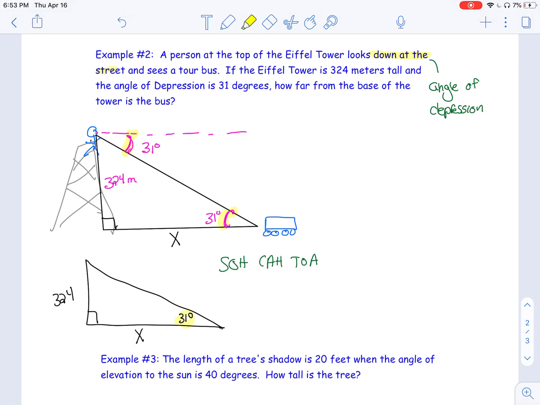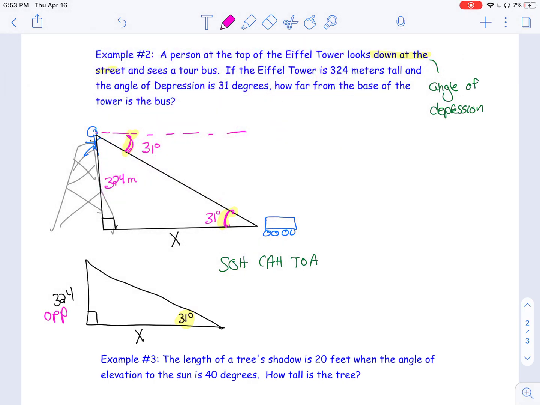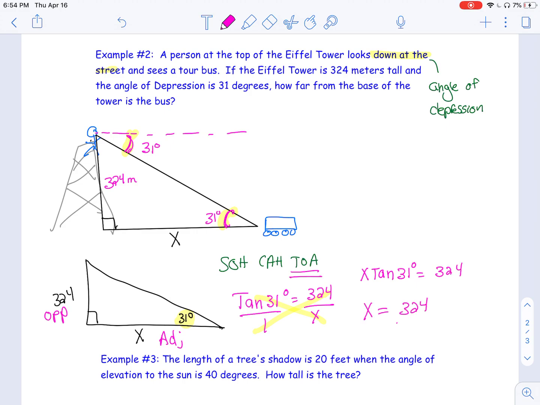I'm going to highlight the angle I know. I have the side opposite. This is my opposite. I'm looking for the adjacent side, and opposite and adjacent use tangent. So the tangent of 31 degrees is equal to opposite, which is 324, over adjacent. I cross multiply, and I get x tan 31 is equal to 324. So x is equal to 324 all over the tangent of 31 degrees.